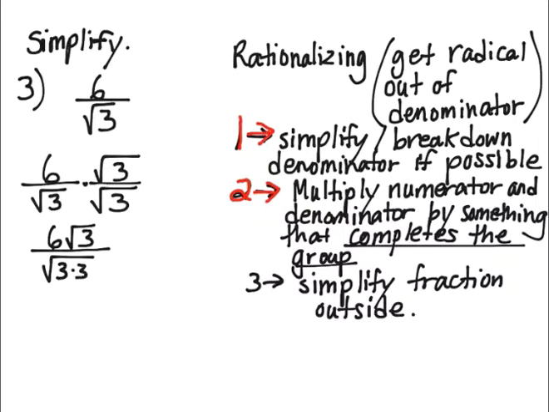What you're going to notice every time is that this number, if I get the correct group, is always going to come out of the radical. So we'll get 6 square root 3 over 3.